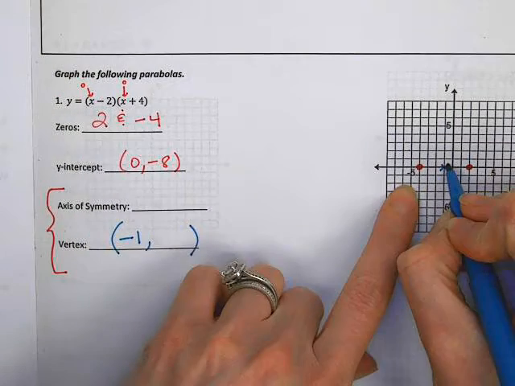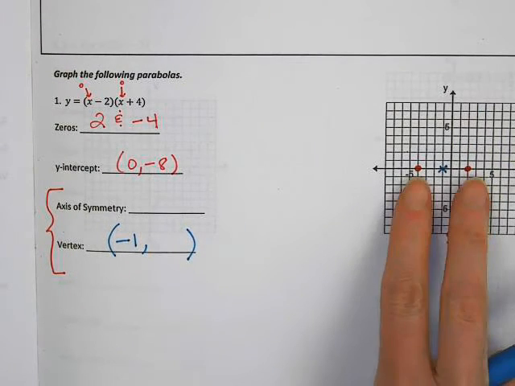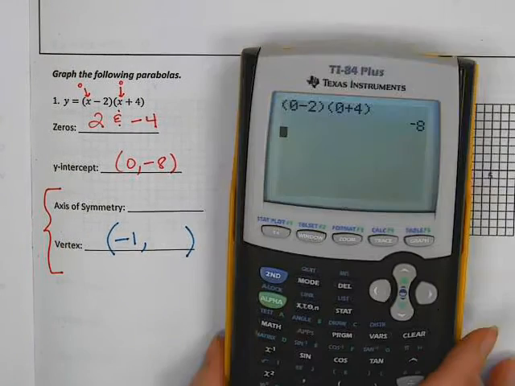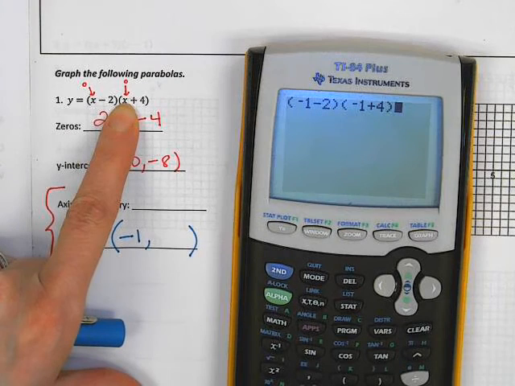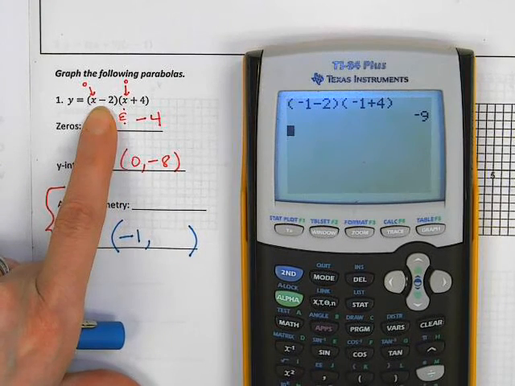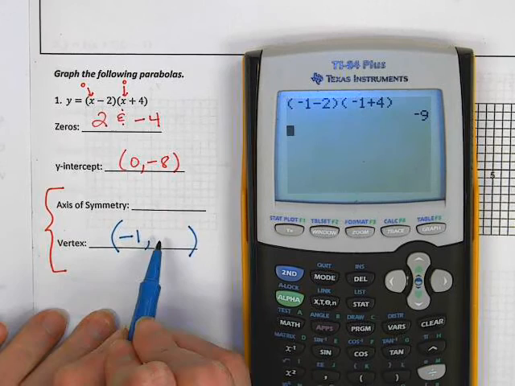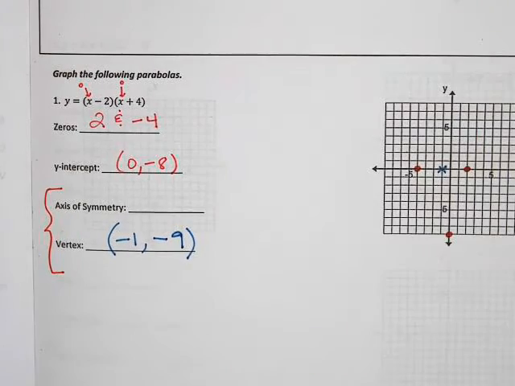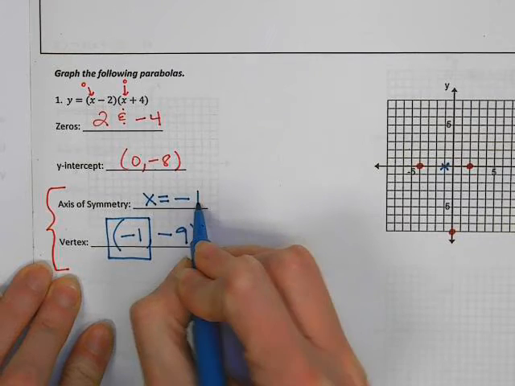Okay, so again, negative 1 is going to be the vertex, right? Because, remember, the vertex cuts the graph in half, so it's just the halfway point between the zeros. Negative 1 comma something, and to find the something, we plug negative 1 into x. Okay, so all I did is I did negative 1 minus 2 times negative 1 plus 4. And there you go. The vertex is at (negative 1, negative 9). And then the line of symmetry is always x equals the x value of the vertex, so x equals negative 1.